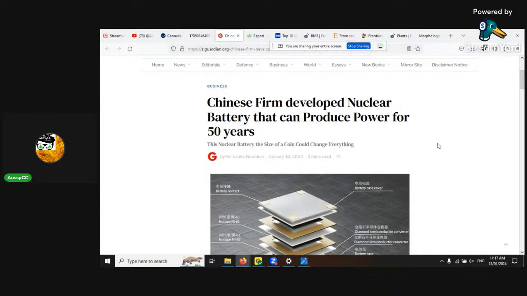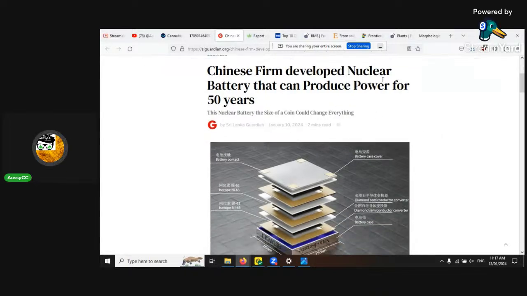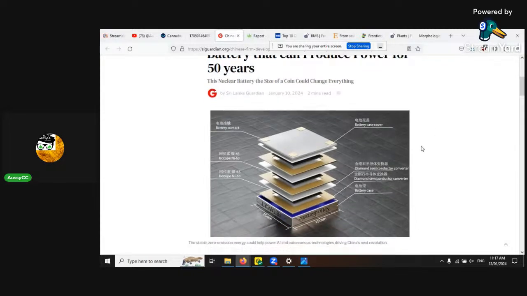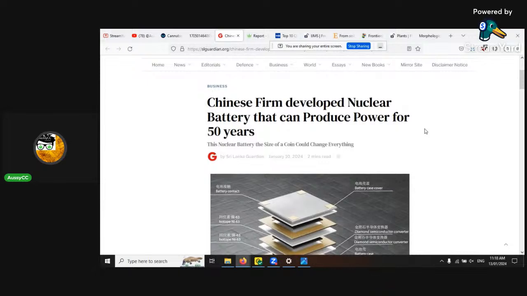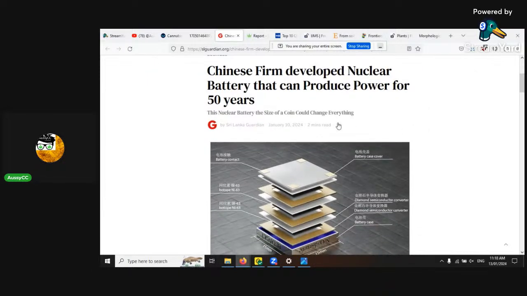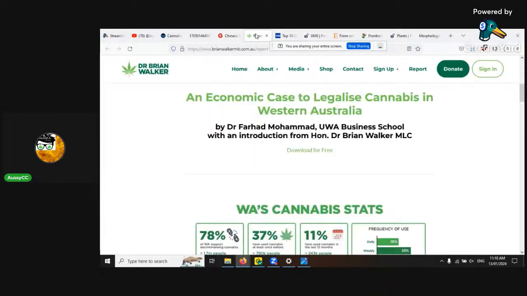And this isn't really cannabis related, but I just had to put it in, because I suppose it is. Anyway, a Chinese firm has developed a nuclear battery that can produce power for 50 years. That's 50 years. It's just amazing. So that's how the UFOs get here. They got a few of these banked up and they just charge them up and then bingo. But yeah, I just like that. It's pretty cool technology, so I got to include that.